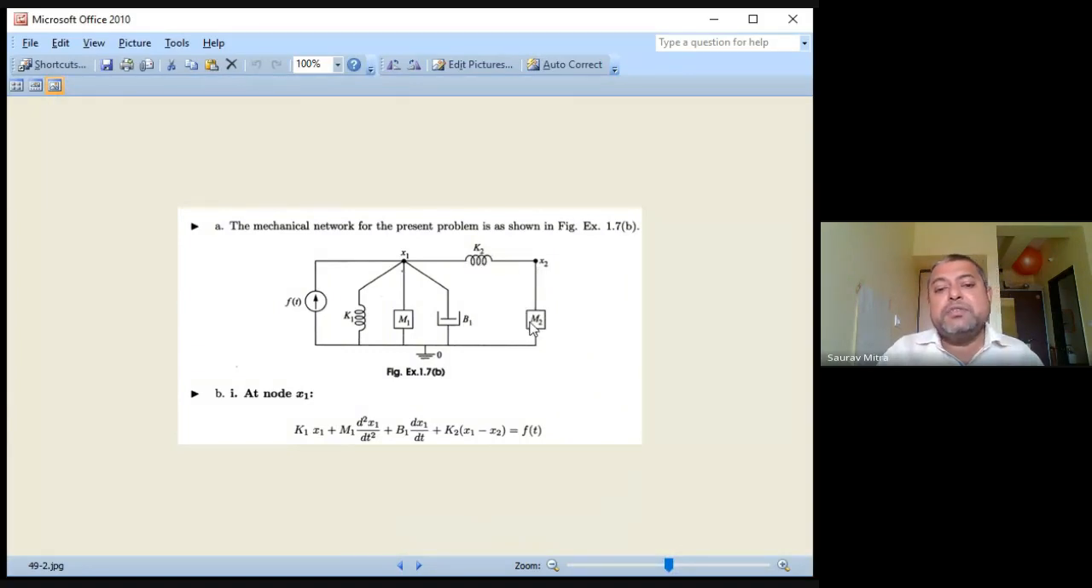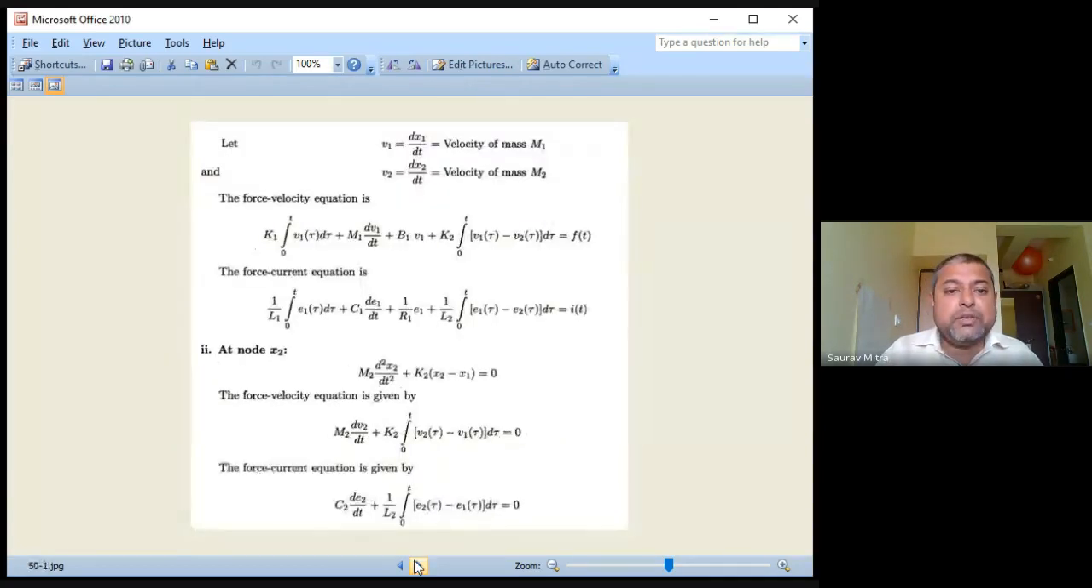What will be the second equation? This will be m2 d2x2/dt2 plus k2 into x2 minus x1 is equal to 0. That is the second equation you are finding here. If you take the Laplace transform, it will be m2 s square X2(s) plus k2 X2(s) on one side, and on the right side it will be k2 into X1(s).